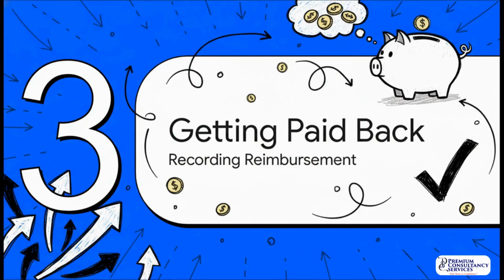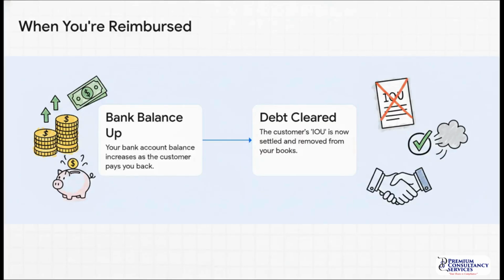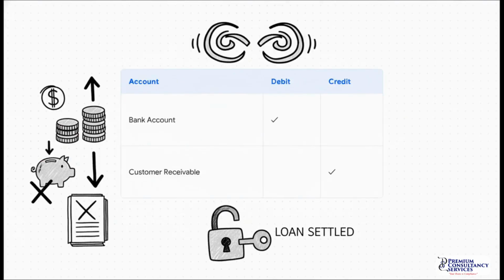Now we get to the fun part, getting paid back. Let's look at how you record that money when it comes back into your business. And just like before, two things are happening at once. First, your bank account balance goes up because you just got that cash. And second, that IOU from the customer is now gone. It's settled. They don't owe you that money anymore. And this is the entry that closes the whole loop.